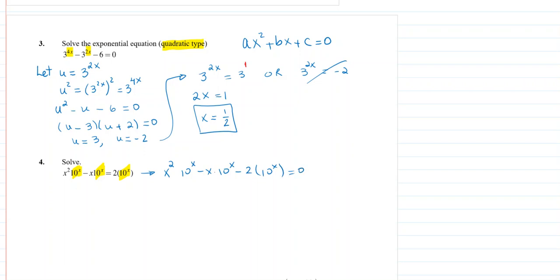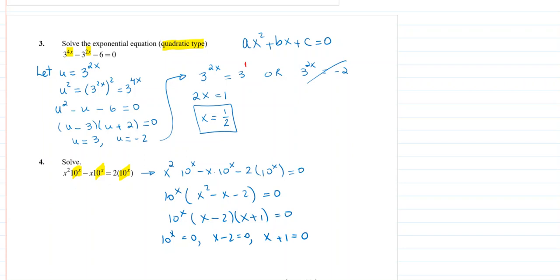All right, now I am ready to take out that 10 to the x. And let's factor this all the way. And we set each factor equal to 0. Well, 10 to the x equals 0 has no solution because 10 to any real number power is going to be positive. That has no solution. So the solutions to this equation are 2 and negative 1.